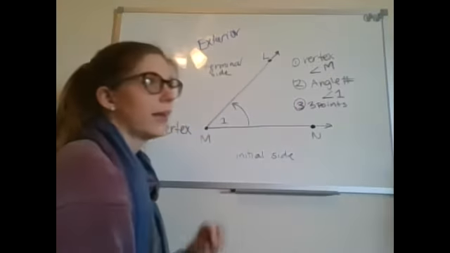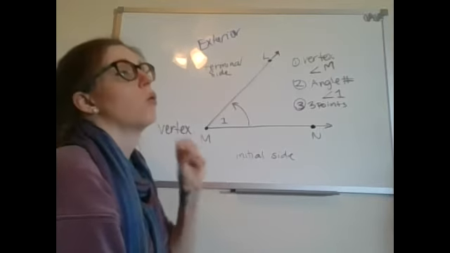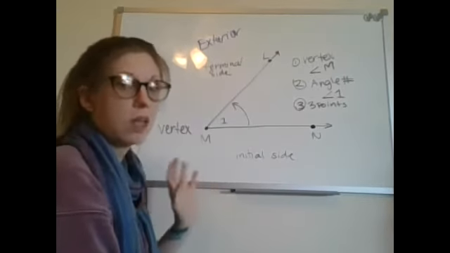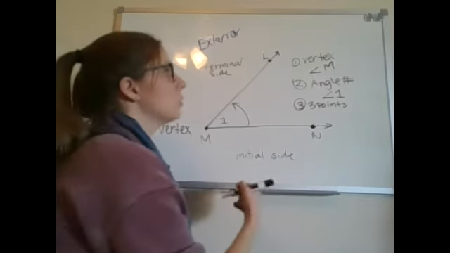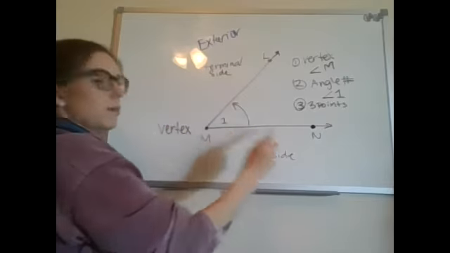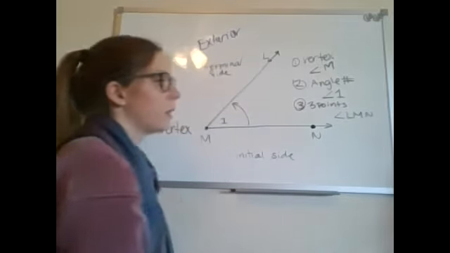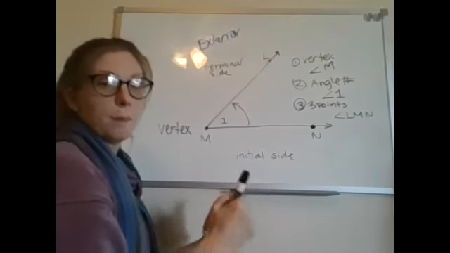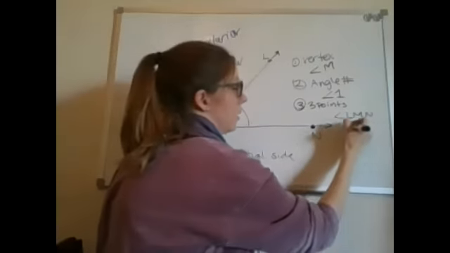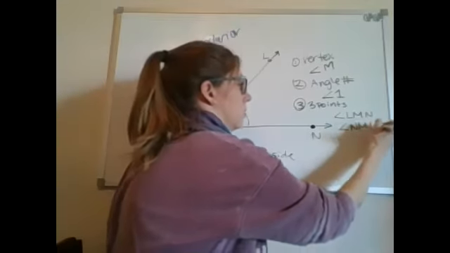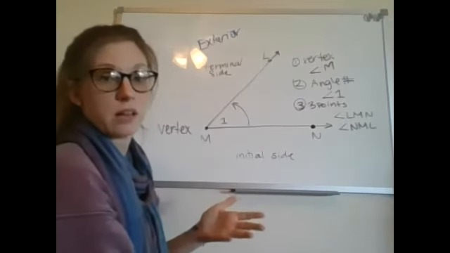The third way is by using 3 points. All right? The key thing here is that the point in the middle is always, always, always the vertex, okay? The vertex is never at the beginning or the end of those 3 letters. It's always in the middle. So we could call this angle LMN. We can also call it angle NML. I know it's backwards, it's a little weird, but it still works, because you'll notice the key thing on both of these is M is in the middle because it's the vertex.